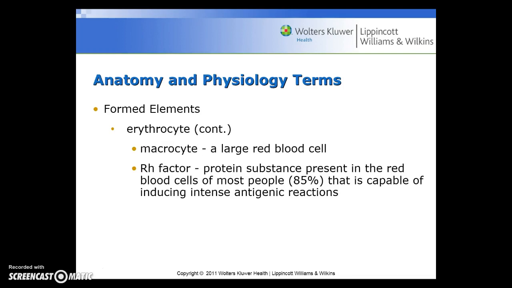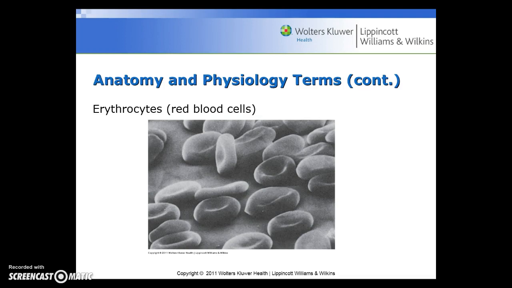Continuing with the formed elements in the erythrocyte, the macrocyte is a large red blood cell, and the term Rh factor refers to a protein substance present in the red blood cells of most people, about 85%, that is capable of inducing intense antigenic reactions. So here's an up-close picture of an erythrocyte, or red blood cells.